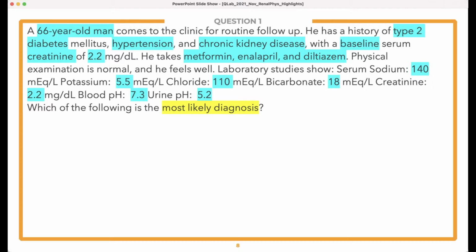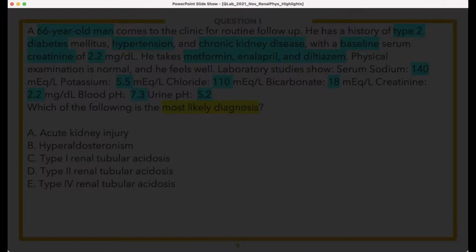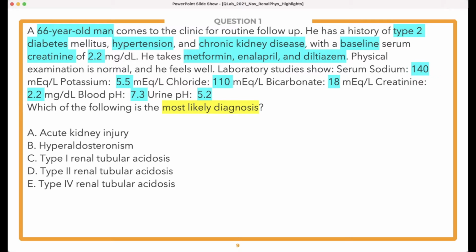We just need to come up with the diagnosis, but we're going to have to put our detective hats on and figure out exactly what's going on, okay? So let's take a look then at the answer choices, okay? And if we take a look at the answer choices, what we see are 5 answer choices.